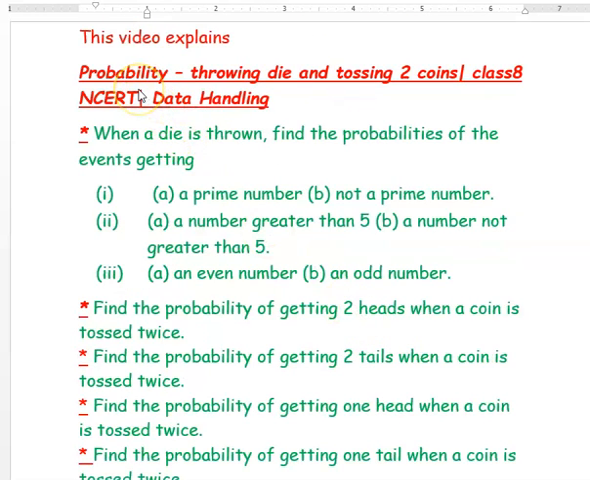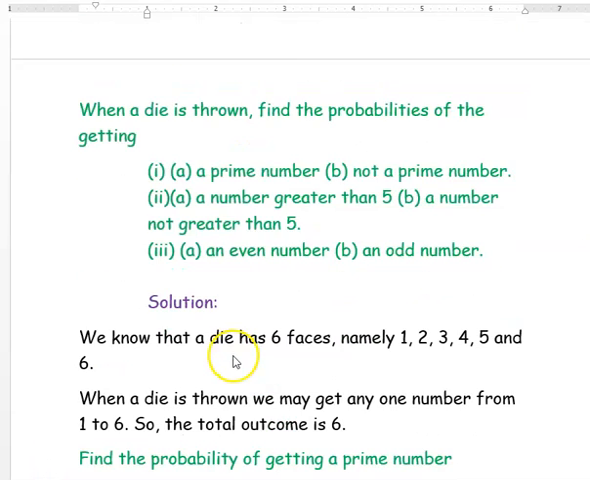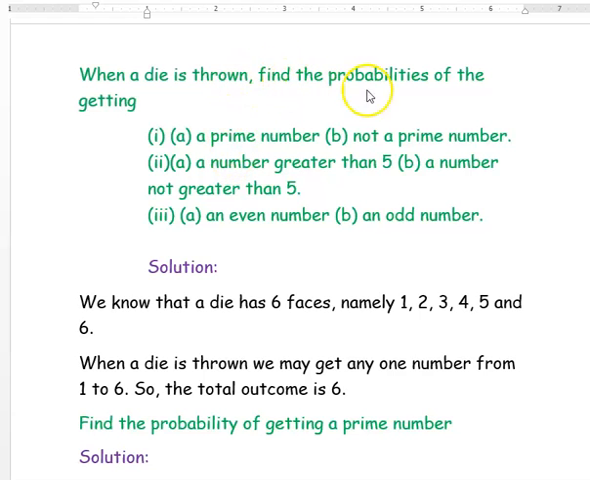In this video, we are going to see a few examples on finding probabilities with different questions when a die is thrown and when two coins are tossed. Our first question is, when a die is thrown, find the probabilities of getting a prime number, not a prime number, a number greater than 5, a number not greater than 5, an even number, and an odd number.